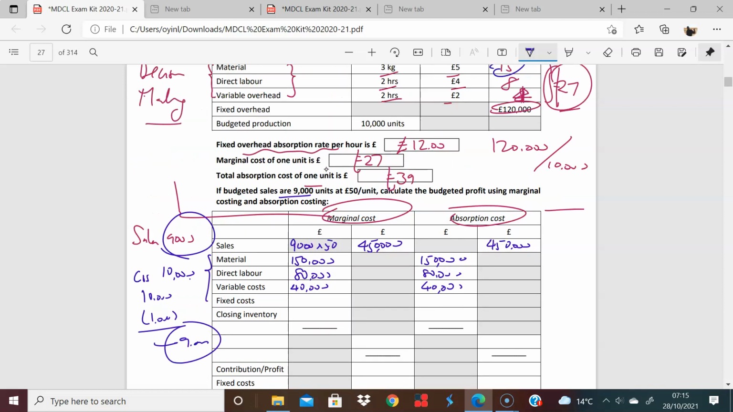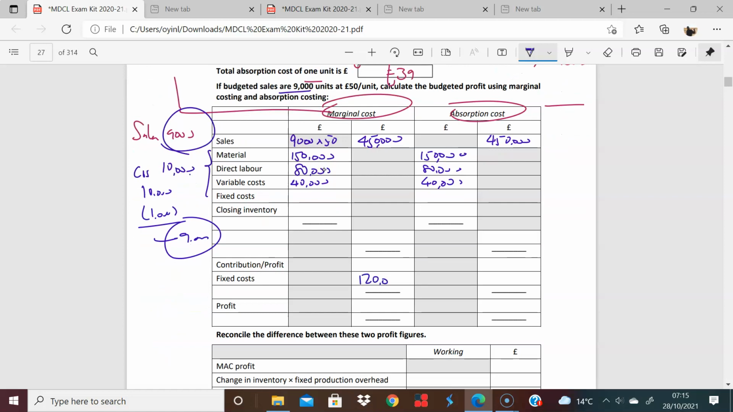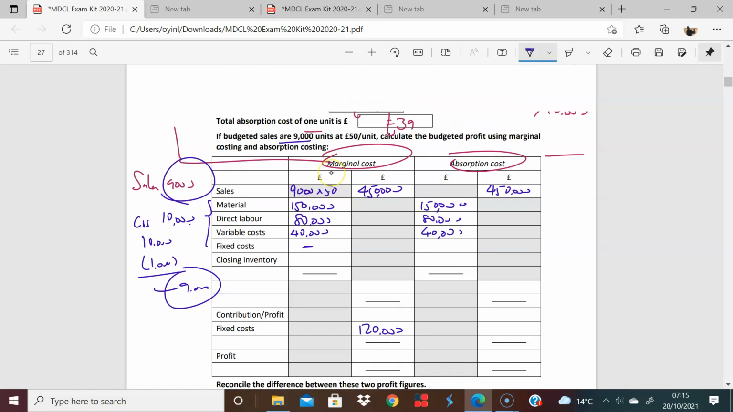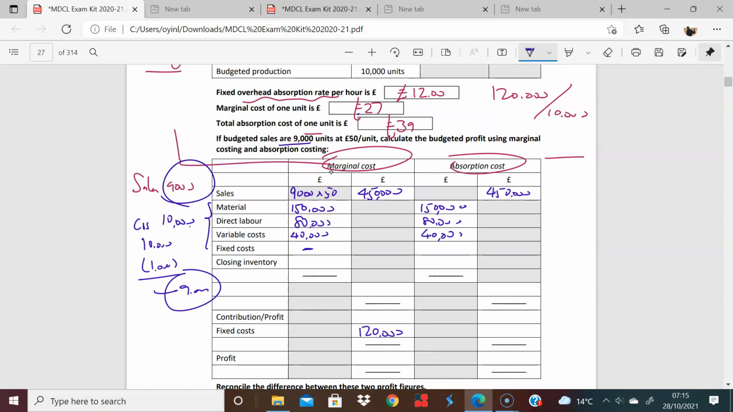All of it is put through. So you have 120,000 here as your fixed cost. It isn't part of the process of finding out profit. Again, like I said, marginal costing is typically a decision-making tool. It's not reporting, but that's it. So what do I have? I technically don't have any fixed costs being recognized here. And then you have your closing inventory, of course, because this is marginal costing, you will value your closing inventory at the marginal cost, and that's £27 times the 1,000 units, right?